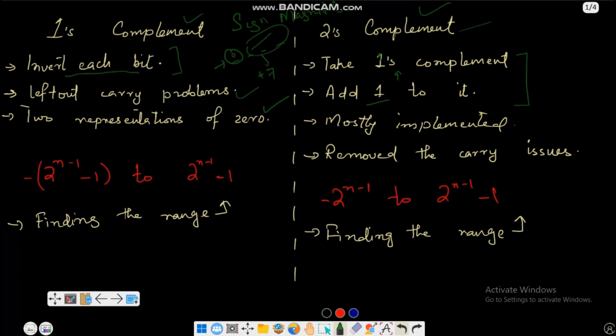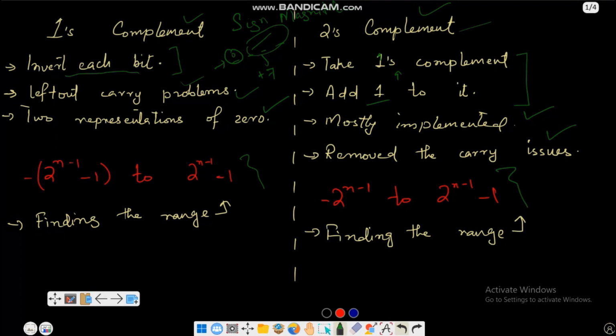One more thing about 2's complement is that this is mostly implemented in all the systems, and it has also resolved the issues that we were having here. Both issues: the 0 representation issue too, this one has only one representation for 0, and it has also reduced these left out carry problems. Now I've written some things here. I don't know if you can get these or not at the beginning.